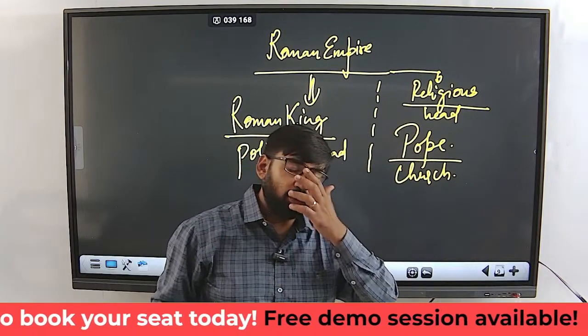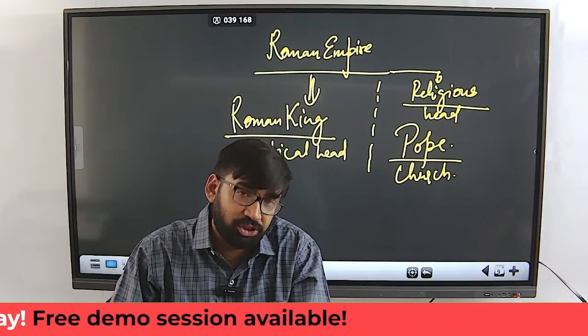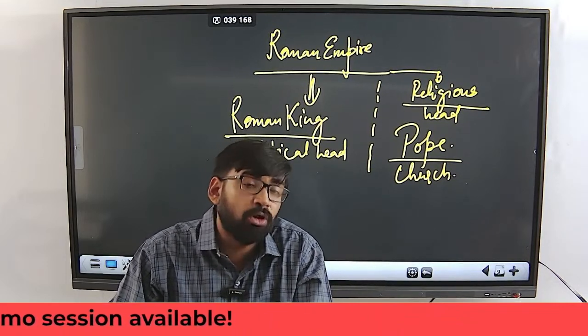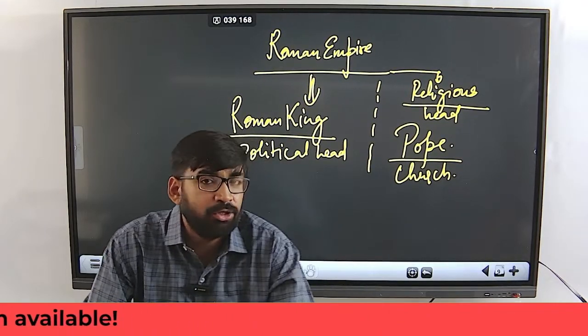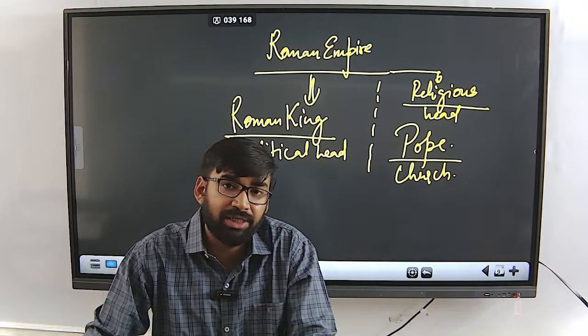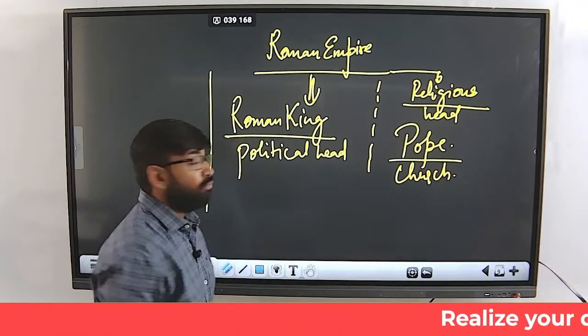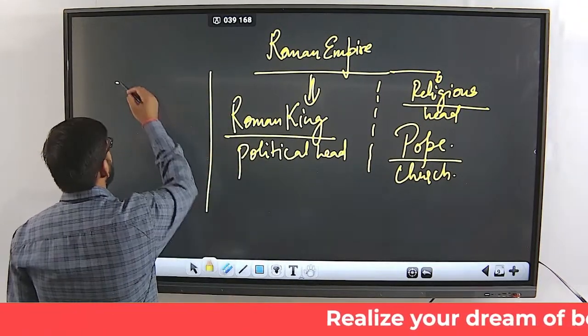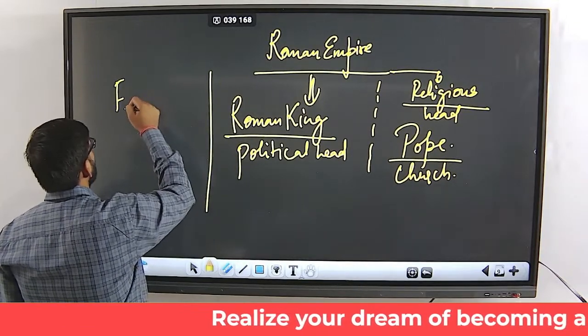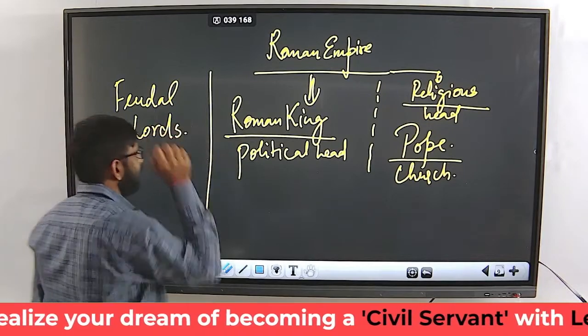And the people of Europe, they embraced Catholic Christianity. Majority of the people in Europe, they follow Catholic Christianity, Catholic religion. Okay. And on the other hand, feudal lords were also there. Okay. Feudal lords. That means regional kings.